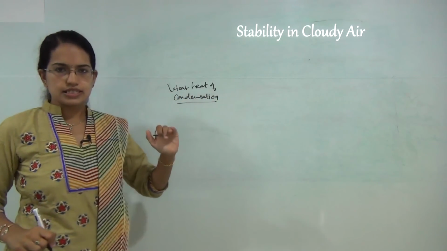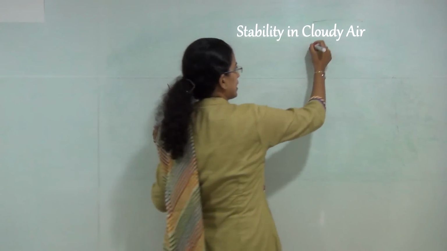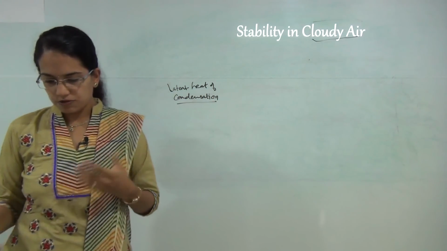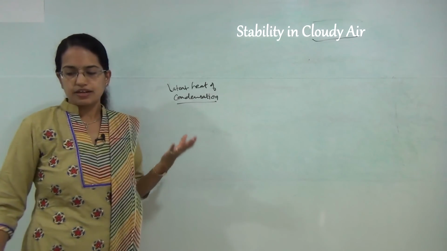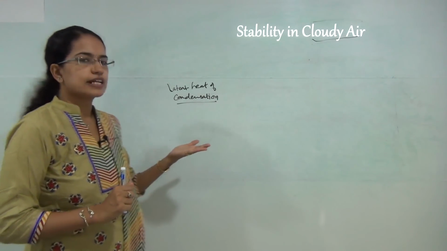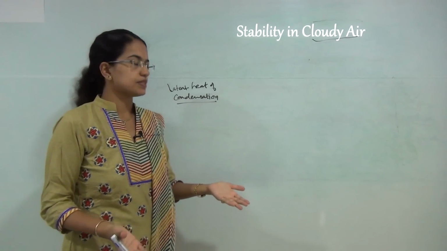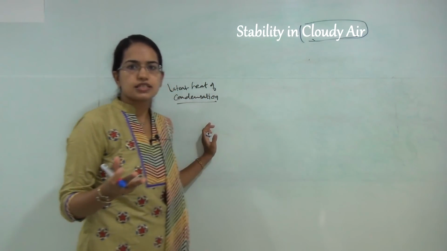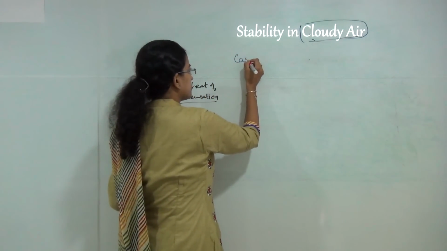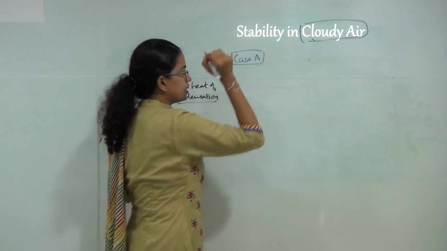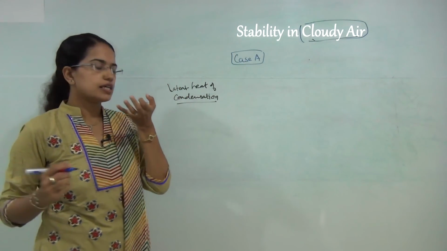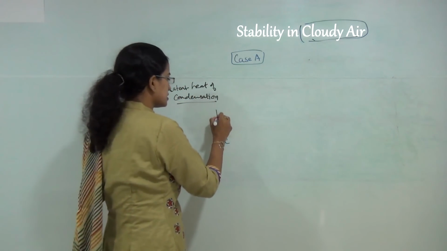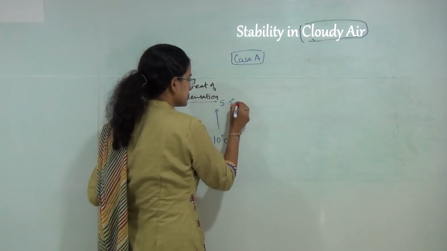So this is the next stage where we are talking about the cloudy atmosphere, the point where cloud formation has started. And at the point where cloud formation has started, we say that we have shifted from the dry adiabatic lapse rate to the saturated adiabatic lapse rate. So under cloudy air conditions, again we will consider 3 different cases. So first is case A. Let's say when I am moving up in a saturated adiabatic lapse rate, my air parcel moves from 10 degrees Celsius to say 5.5 degrees Celsius.